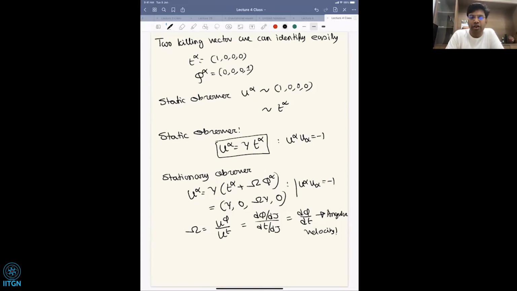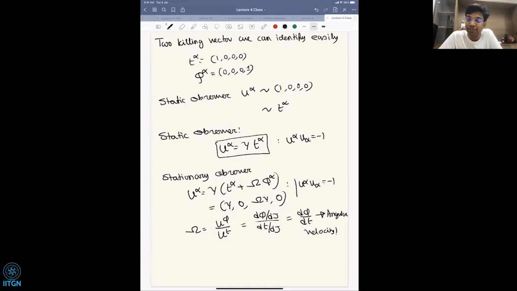Okay. I'll come back to this question in the next class, because this has to do with how the shadow will look when I move. I'll do it for the Kerr black hole and you will see. Okay. Good. Is there any other question?